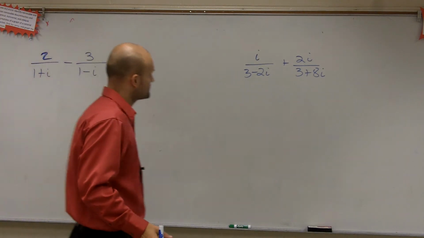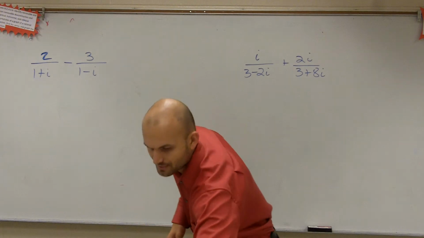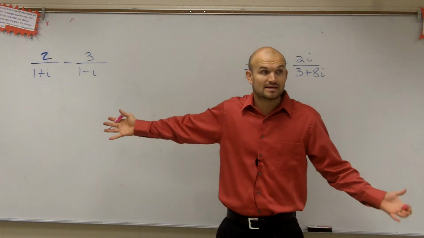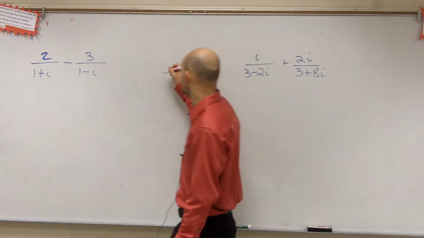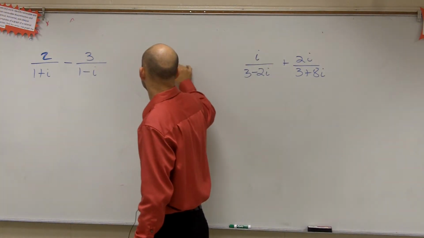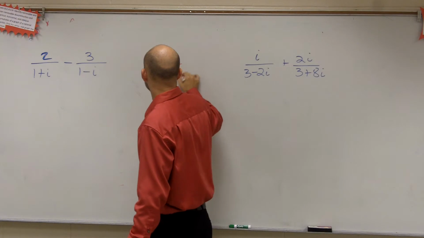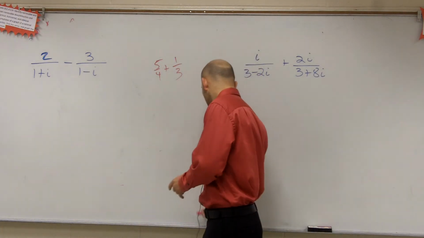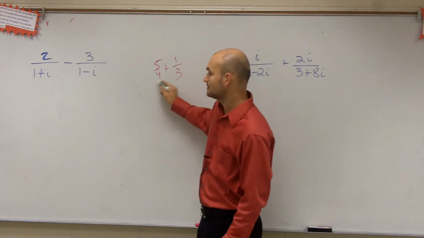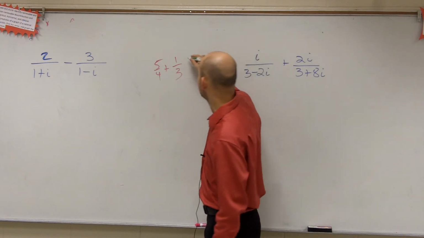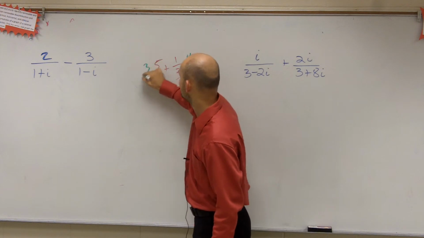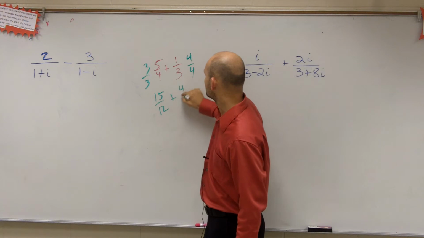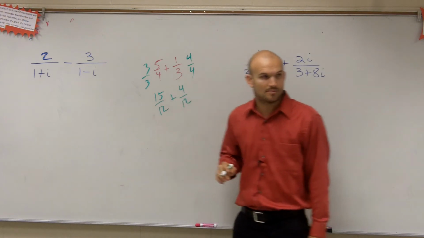One thing I just want to remind you when doing these problems, ladies and gentlemen: when you're adding fractions, you have to have common denominators, right? So if I say 5 over 4 plus 1/3, you've got to get the common denominators. How do we get the common denominators? You multiply by your common denominator to get them the same, right? So then you'd have 15 over 12 plus 4 over 12. Now you can add them up, right?